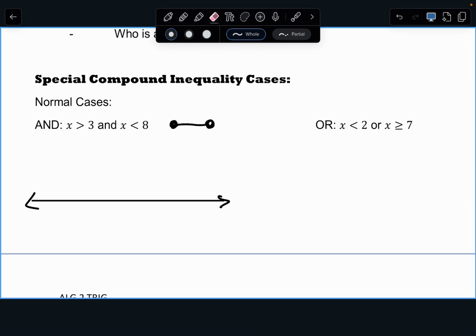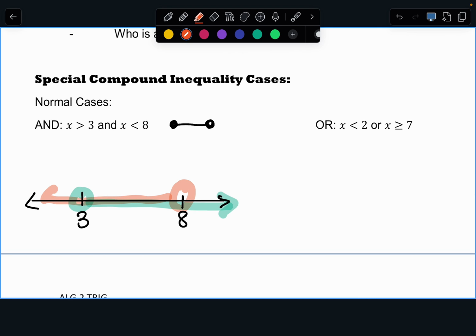But in general, when we have an and, this is what we're used to seeing. So if x was greater than 3, here's 3. Open or closed circle for 3? Open. Shading to the right or to the left? To the right. What about x is less than 8? Open or closed? Open. Left or right? Left.